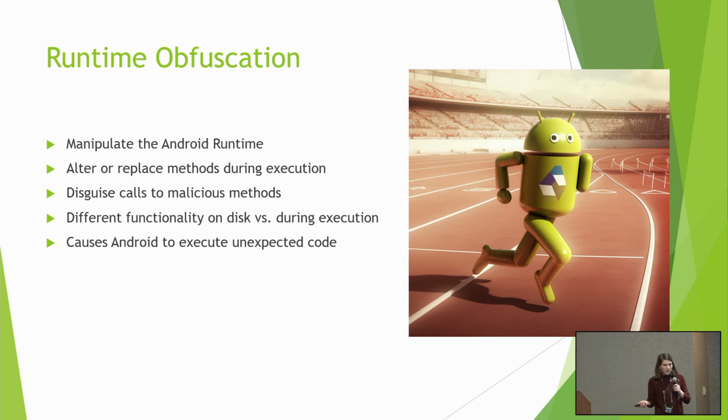So now that you've had a little bit of background, let's go into actually how to perform runtime obfuscation. As I said, this is just manipulating that ART, that Android runtime environment, and this allows us to actually alter or even replace methods during the application execution time. So this would allow you to disguise calls to particular malicious methods. Additionally, you can have this perform different functionality while the application is running, as opposed to if I put this in my decompiler and saw this on disk, then I would not think that any of this is actually going to be executing. I would think it would follow the standard flow, but this causes Android to execute an unexpected flow of control of code.